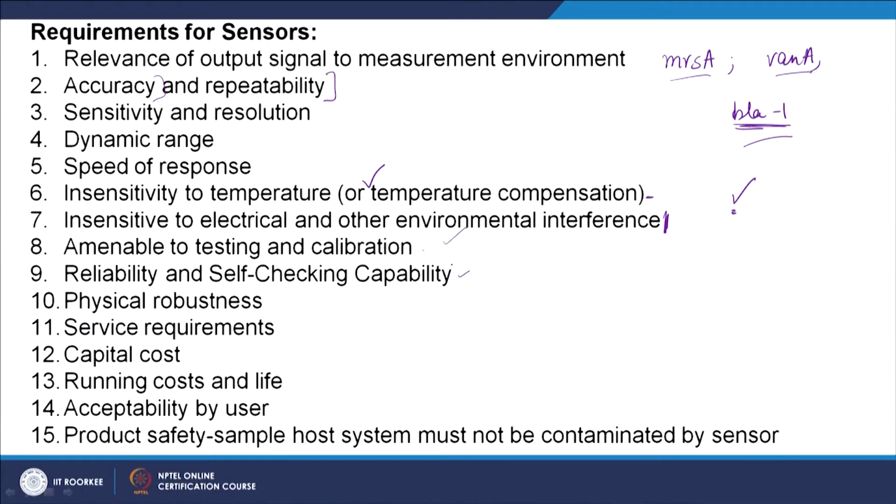So, it should be amenable to calibration. Next is reliability and self-checking capability. Again, same thing over and over again. I should be able to trust the data because it is repeatable, it is accurate, and it has shown its mettle over and over again. It should have a self-checking capability.